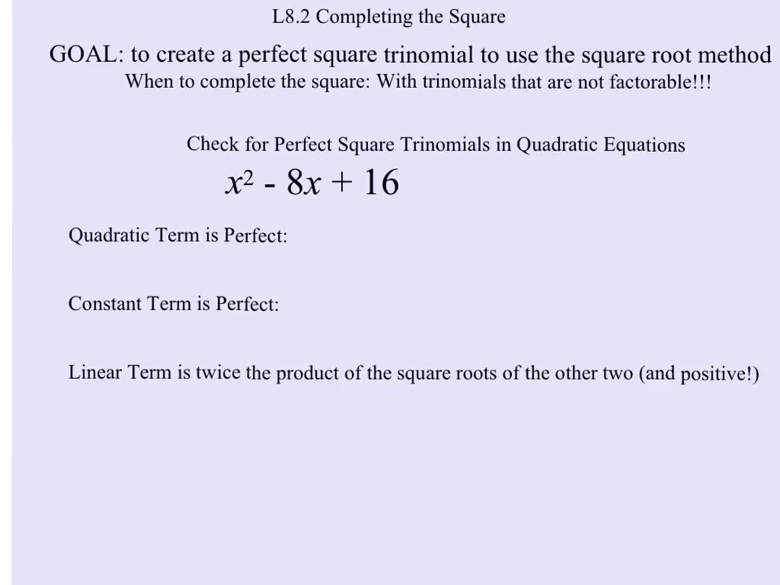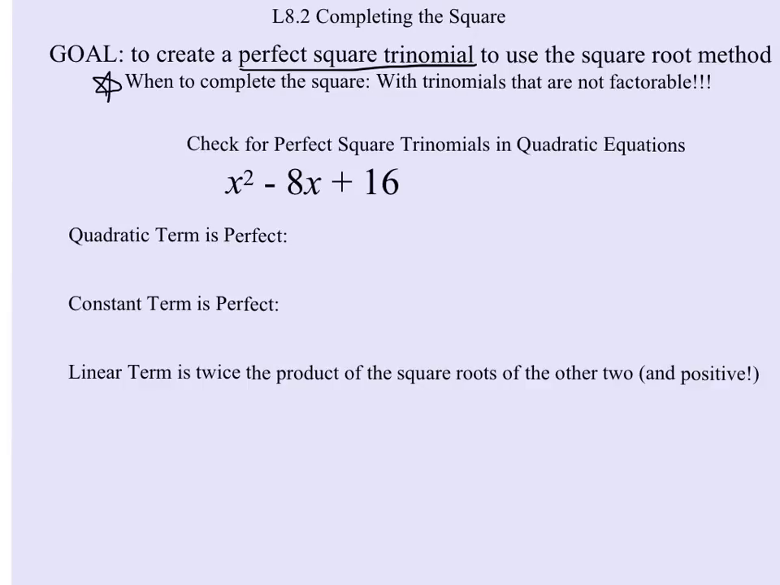Lesson 8.2 is on completing the square. The goal of completing the square is to create a perfect square trinomial so that we can use the square root method, and that's what we learned in lesson 8.1. We complete the square with trinomials that aren't factorable.